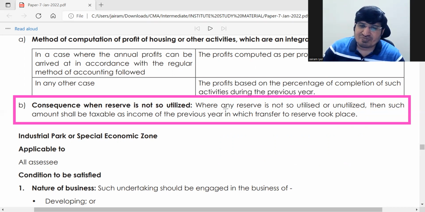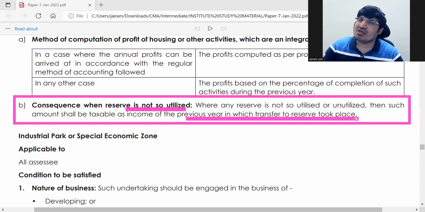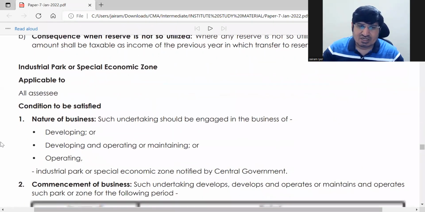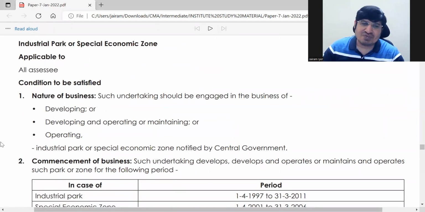Okay, to just say that if the reserve is not so utilized, then unutilized amount will be taxable as the income of the previous year in which the transfer to reserve took place. That's all. Okay, इसके बारे में हमको we don't have to go into too much of depth यहाँ पे. Okay, चलो ठीक है. So now second is industrial park or special economic zone.